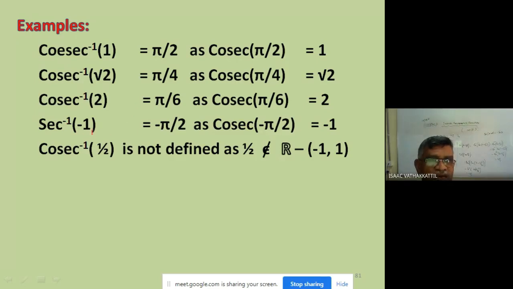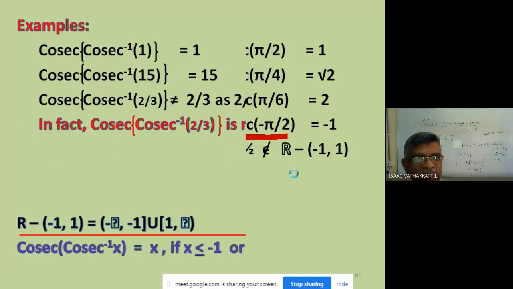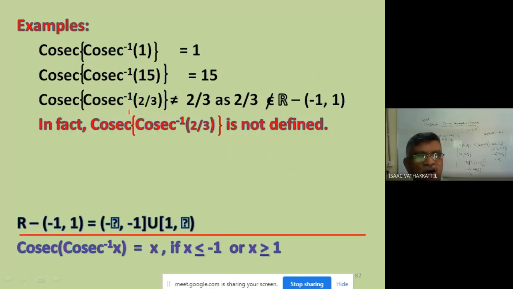More values I will put as an exercise for you. Cosec inverse minus 1, not sec, cosec, is minus pi by 2, as cosec of minus pi by 2 is minus 1. Take care of that. Cosec inverse 1 by 2 is not defined because cosec theta cannot be 1 by 2. Cosec theta can be either more than or equal to 1 or less than or equal to minus 1. Okay. Further, in the same way, cosec of cosec inverse x is x if x is either 1 or more, or minus 1 or less, but it is not defined for 2 by 3. It is not defined. Okay.